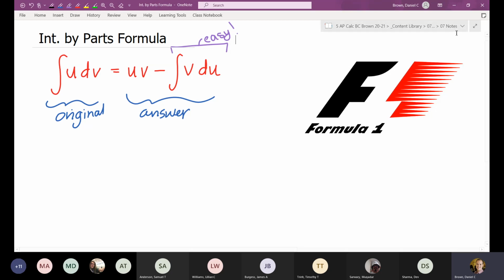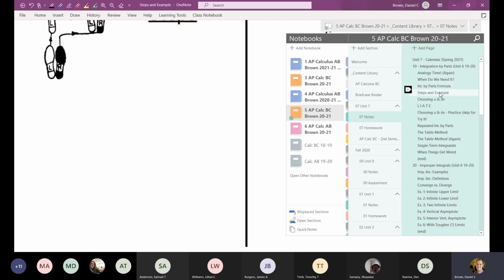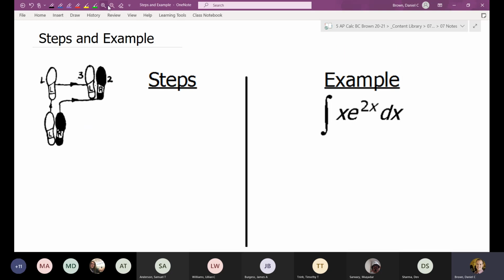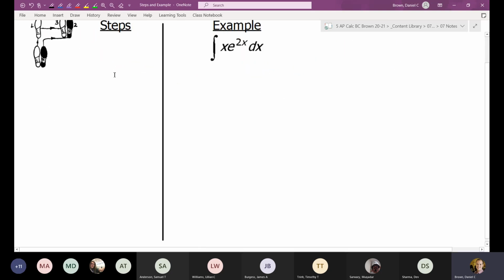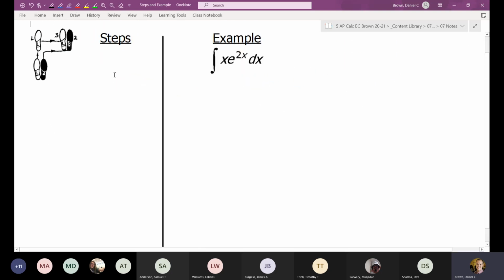So to show you the process, I'm going to go ahead and do an example, and then we'll talk about kind of the finer details of it with some other examples. The first step when you're doing an integration by parts problem is you're going to want to choose your u and your dv. So instead of just doing u substitution, choosing the u, for integration by parts, we're going to choose the u and the dv.